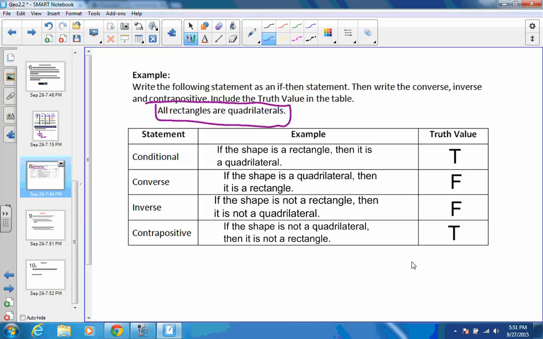So that's how I wrote them. That's how you would change them into an if-then statement and find the converse, inverse, and contrapositive of each. It's up to you. I don't know how you can find a way to remember the converse versus the inverse. Those are the hardest two to remember the difference between. But if you find a good way to remember them, I definitely think you should share it with the class.